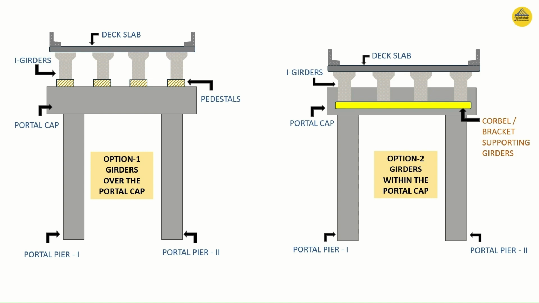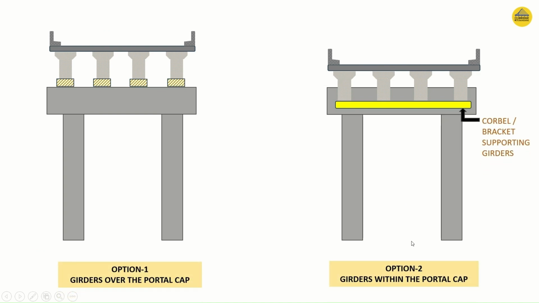However, in option number 2, the girders are not supported on top of the portal cap, but they are supported somewhere within the portal cap through an arrangement of a bracket or corbel within the portal cap. This bracket or corbel can either be placed at mid-height of the portal cap or at the lowermost point of the portal cap. Now let's investigate, through this animation, whether there are some differences in the design forces or design moments for the foundation in either of these options when all other dimensions are kept the same.